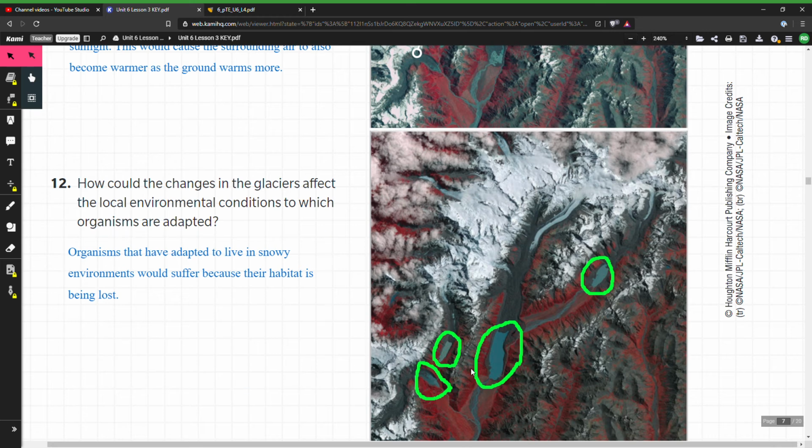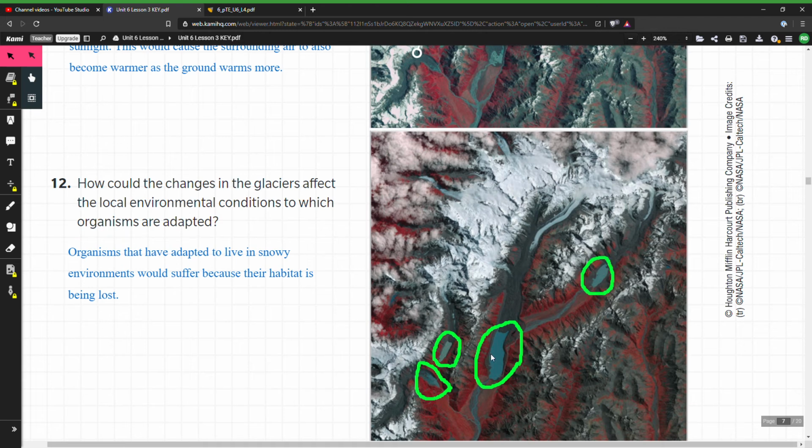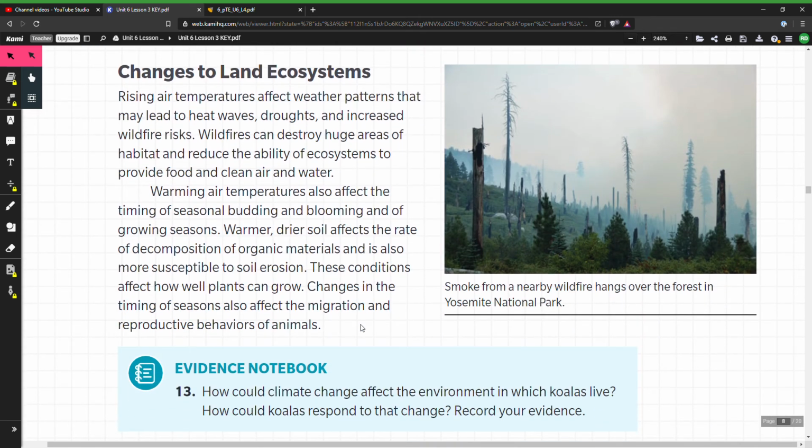How could the changes in the glaciers affect the local environment conditions to which the organisms are adapted? Okay, well, you can see how the glaciers have receded, so there is less glacier, more lake water. So organisms that have adapted to live in a glacier environment are losing their habitat, essentially, which is problematic because they're losing where they can live.